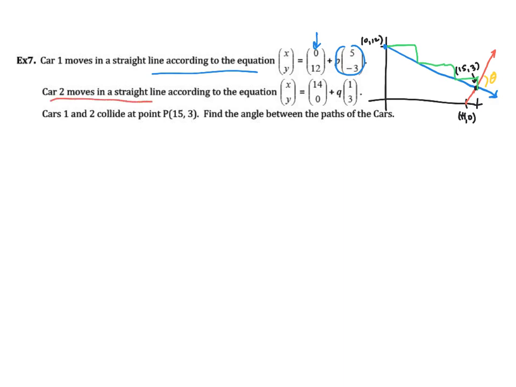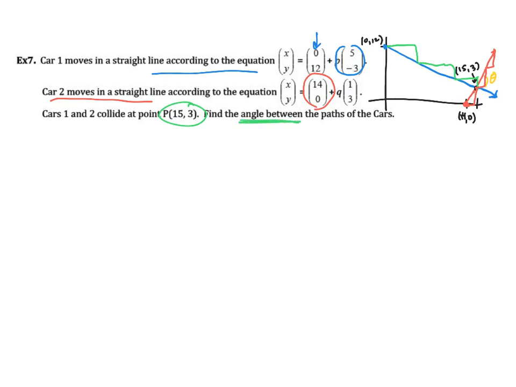Car 2 moves in a straight line. They're starting at (14, 0), so they're starting here, and then they go right 1, up 3, right 1, up 3, right 1, up 3, etc., if they were to not collide. But here they collide, so it says they collide at point (15, 3). So find the angle between the paths of the cars.